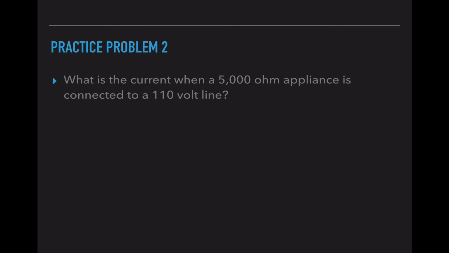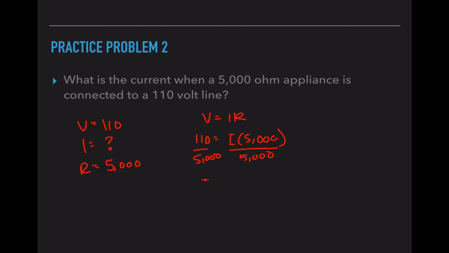Let's do one more. What is the current when a 5,000 ohm appliance is connected to a 110 volt line? So again, V equals, I equals, R equals. V is 110, current is my question mark, and R is equal to 5,000. So 110 equals I times R, divide both sides by 5,000, and I is equal to 0.022 amps.